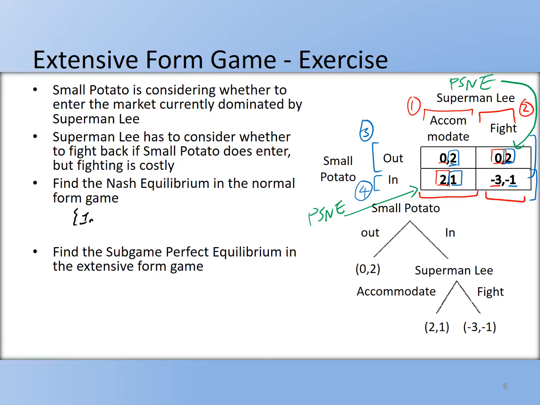Just before I continue, let me write down the possible outcomes, right? So the Nash equilibrium would be Small Potato coming in, Superman Lee accommodates, and Small Potato staying out, Superman Lee fights. Understanding that there is actually no fighting, it's more like a posture to fight.